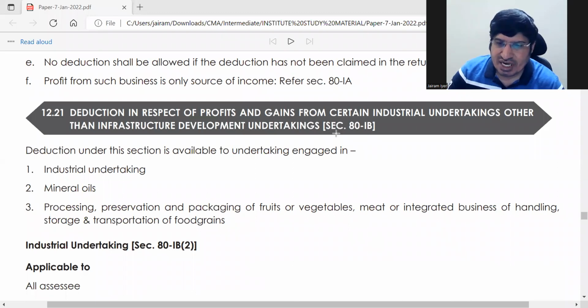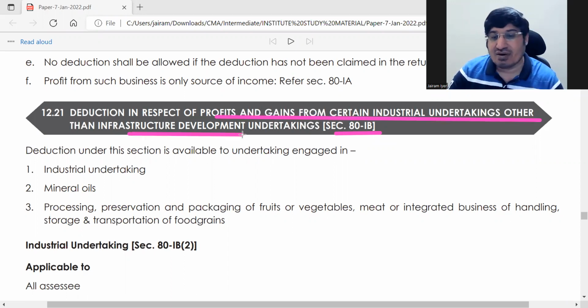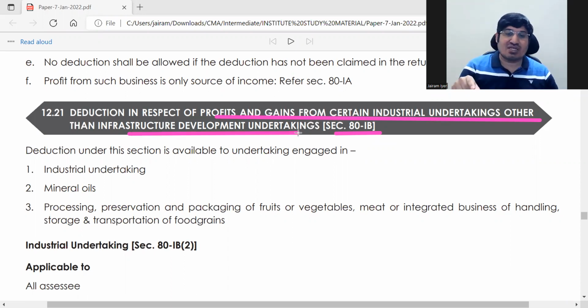So next is section 80 IB. This is the deduction for profits and gains from certain industrial undertakings other than infrastructure development undertakings. Infrastructure development undertakings are covered under 80 IA and all that, so that is excluded. Other than that, this is for some other undertakings.